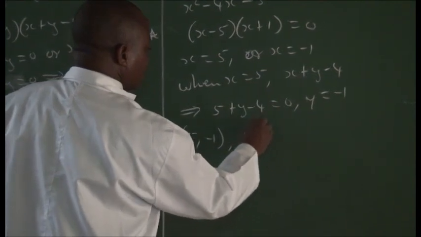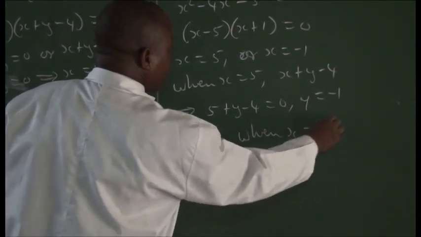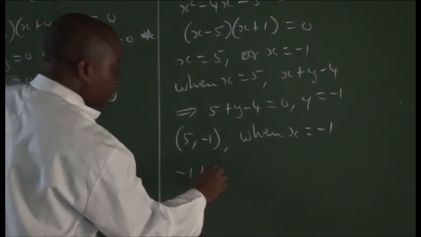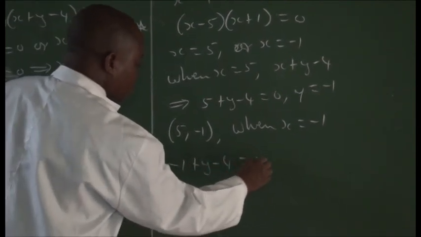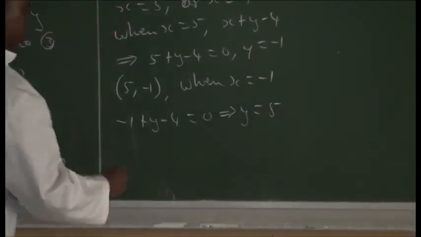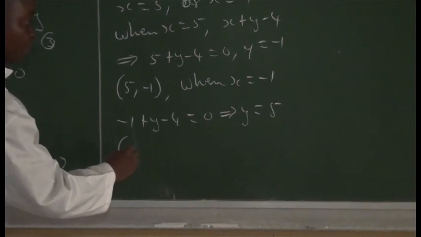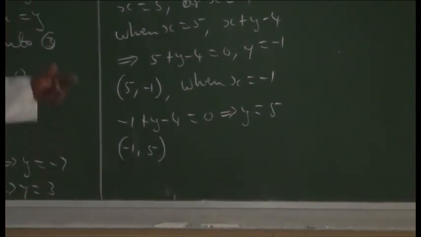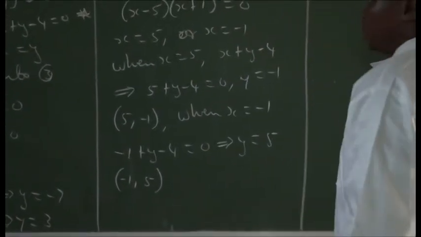So again, when x equals minus 1, if I put it here, I will have minus 1 plus y minus 4 equals 0. That implies that y equals 5. So I have another point. When x is minus 1, y is 5. So we have about 4 points. Now we want to find the maximum and the minimum.